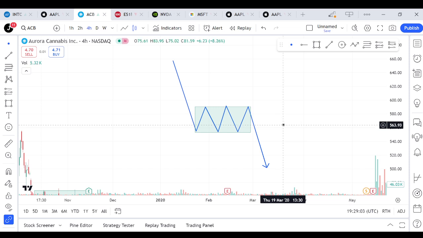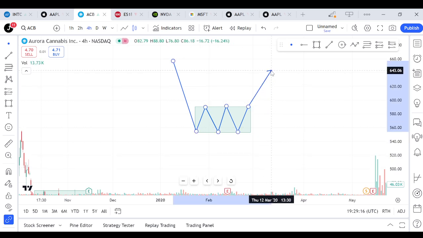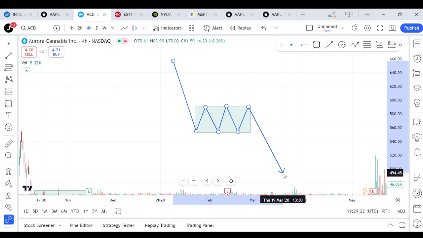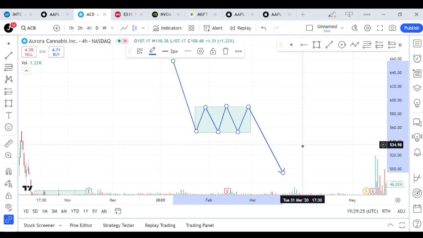So the psychology behind the pattern reveals institutional traders accumulating short positions, while retail traders often see this consolidation as a potential reversal to the upside. Professional traders recognize it as a continuation pattern preparing for the next leg down.